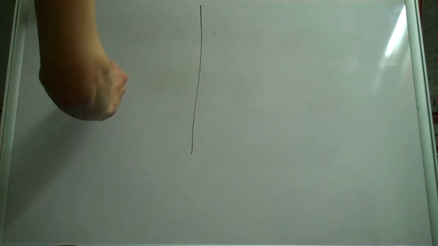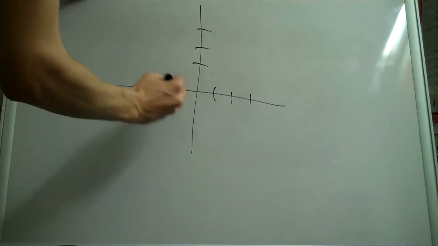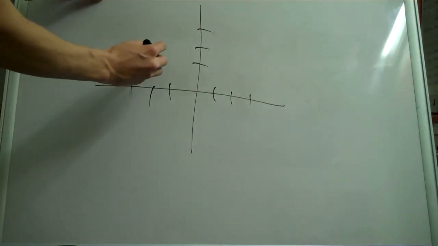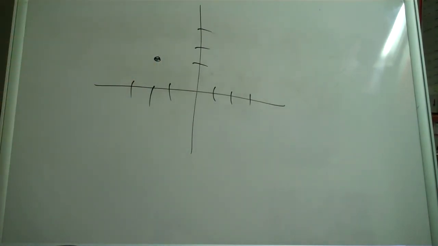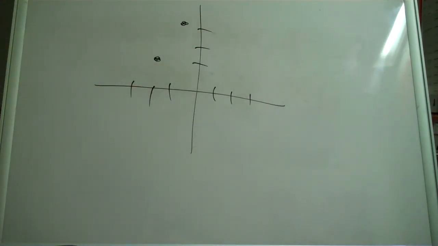So, okay, moving on to Mathmania. You have this coordinate plane, x and y axis, and you're given certain dots. You're given -2, 1, you're given -1, 3, and you're given 1, 1.